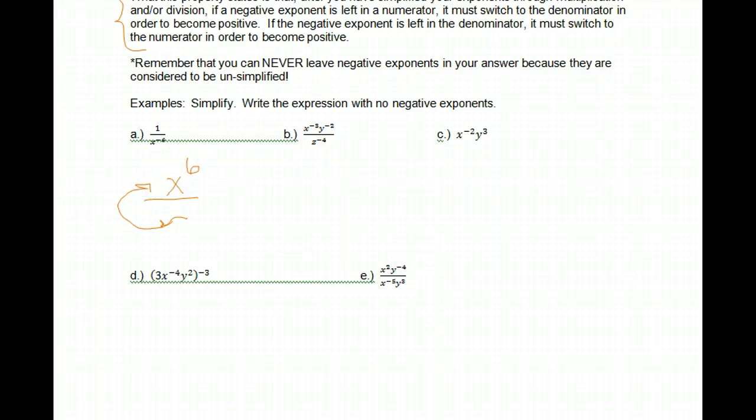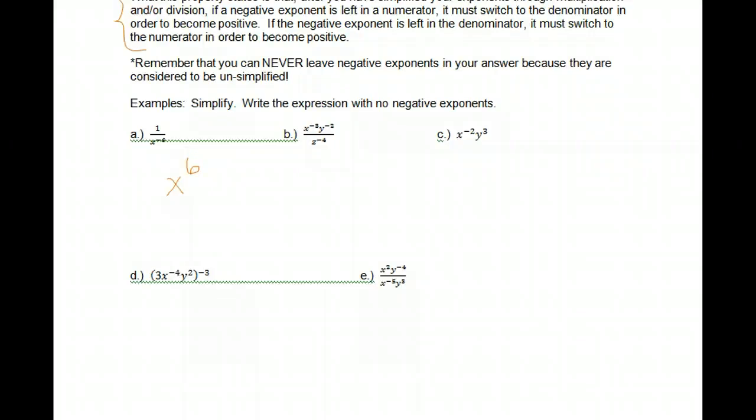Now, since we already had a numerator of 1, when you do 1 times x to the 6th, you're still just going to have x to the 6th. So that's your final answer.